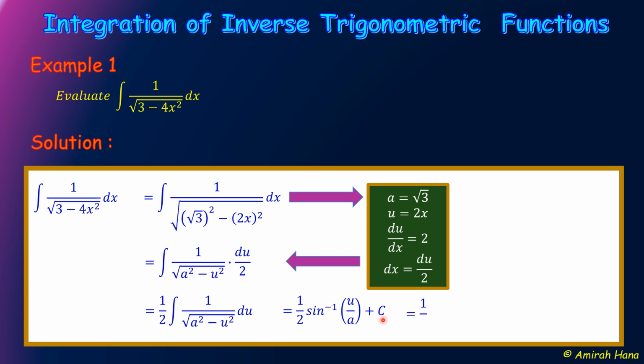And after that, we replace u and a. So we have half inverse sine, where u equals 2x and a equals square root of 3, plus c. So this is the final answer when we integrate 1 over square root of 3 minus 4x squared dx.